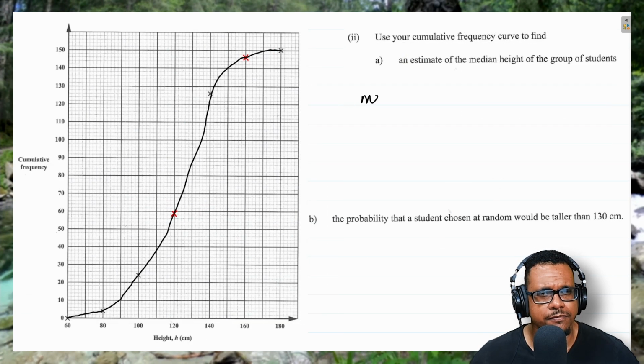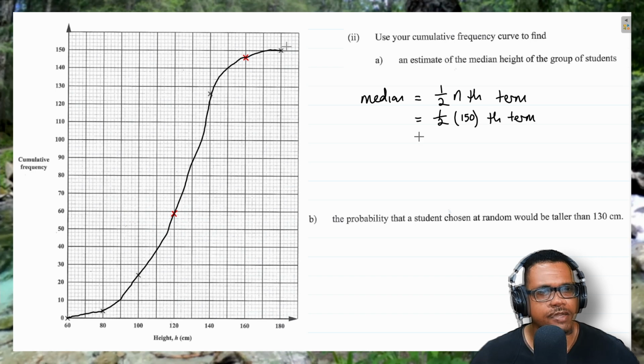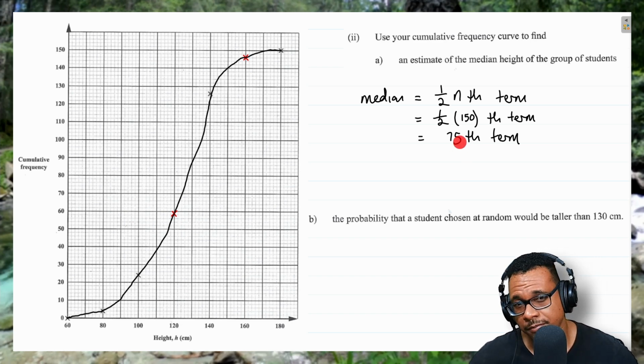So the median is equal to half the nth term. And of course, this n will be sigma f, which will be the total number of students. So basically a half of 150. And a half of 150 is 75. So the median will be the 75th term. Now the median is not 75. It's the 75th term. How are we going to find out what is the 75th term?